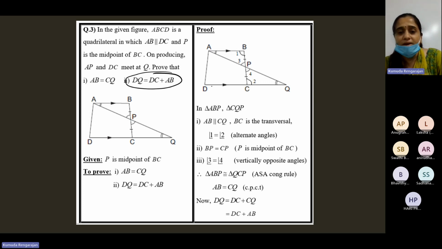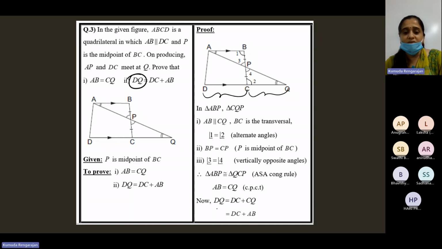Now, what is DQ actually? One second, Anirudh. DQ is DC plus CQ. But we have proved that CQ is equal to AB. We have just proved that. So instead of CQ, write AB in the next step. DC plus AB. Hence, we have proved that DQ is equal to DC plus AB.